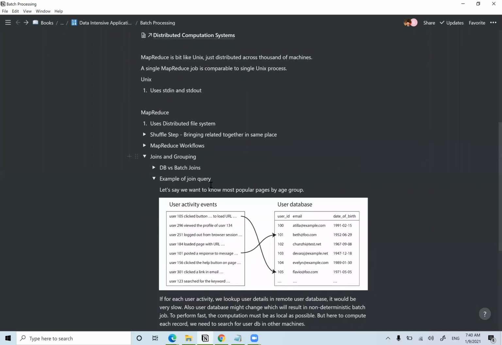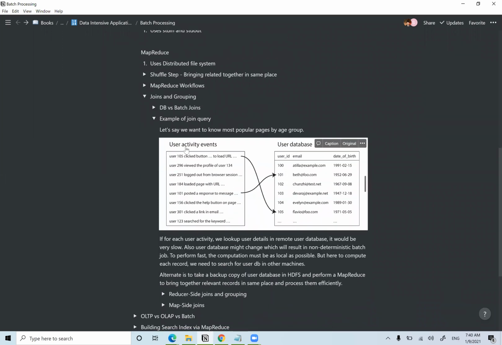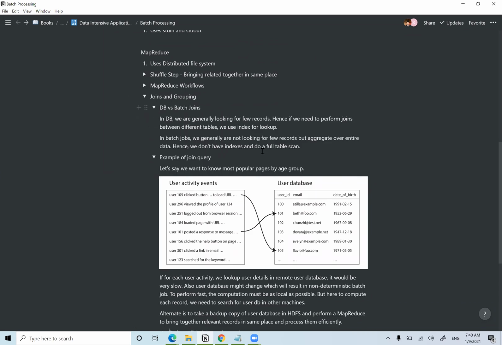Okay, now coming to joins and grouping, right? So first, let's see what's the difference between database joins and batch job joins.